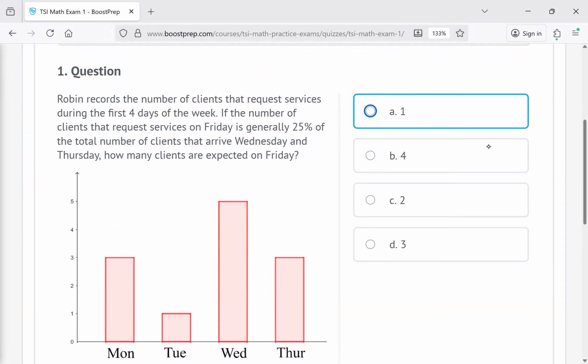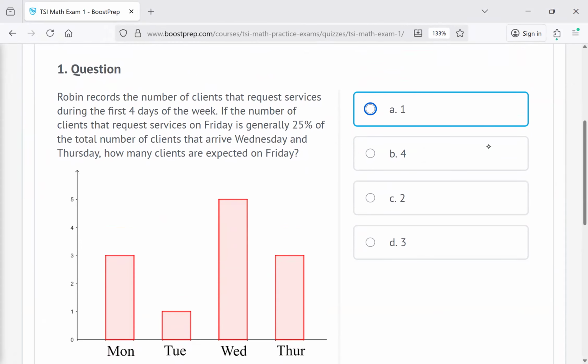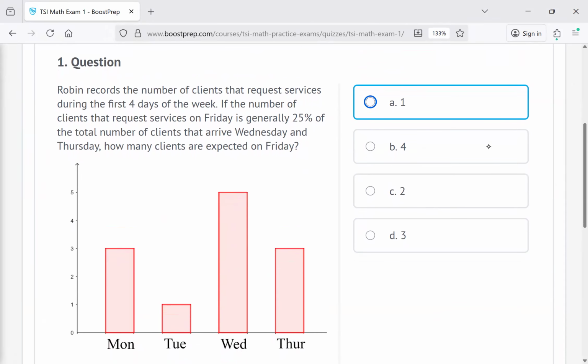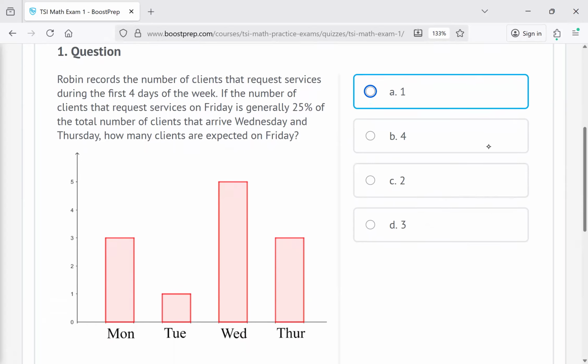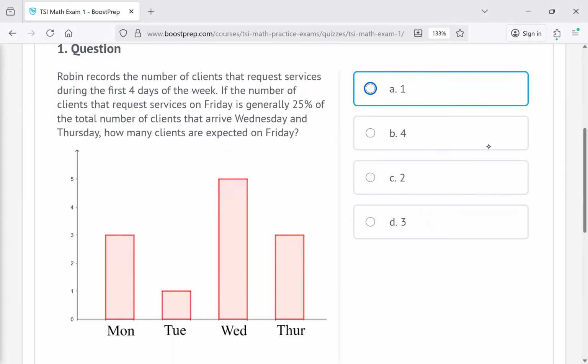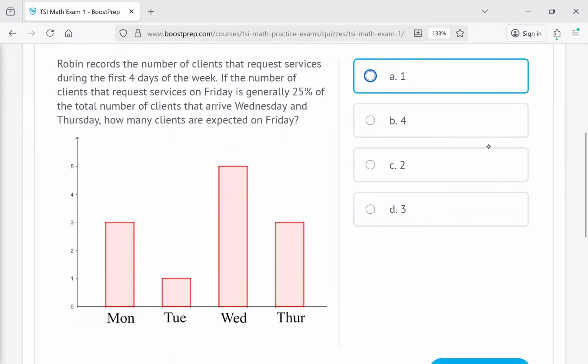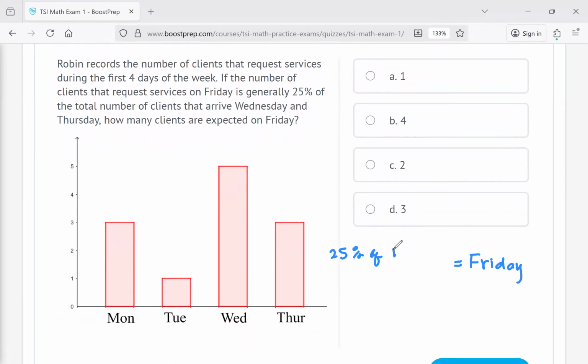Okay, question one says Robin records the number of clients that request services during the first 4 days of the week. If the number of clients that request services on Friday is generally 25% of the total number of clients that arrive Wednesday and Thursday, how many clients are expected on Friday? So what they're saying is on Friday, it's basically 25% of the people on Wednesday and Thursday.